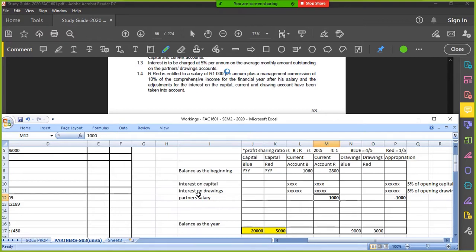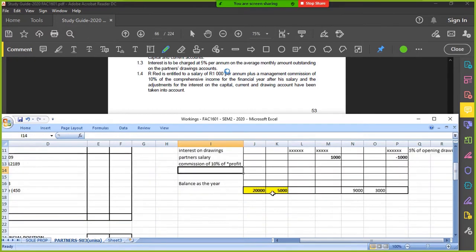Right, what else do I have? I've also got a commission. Commission of 10% of, then asterisk. What is the asterisk for? The comprehensive income for the year after his salary and adjustments. In other words, 10% of profit after all adjustments have been taken into consideration. So do I need a calculation for profit? Definitely. Note here at the bottom, profit calculation. I'm going to have to work it out, and then take 10% of the profit.